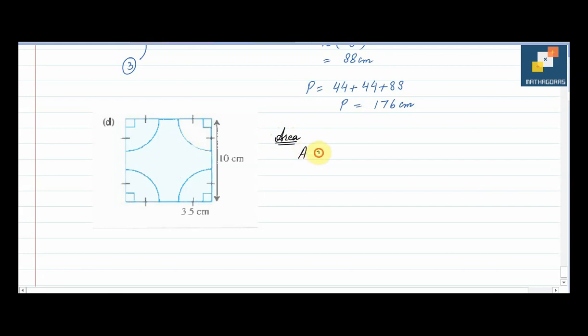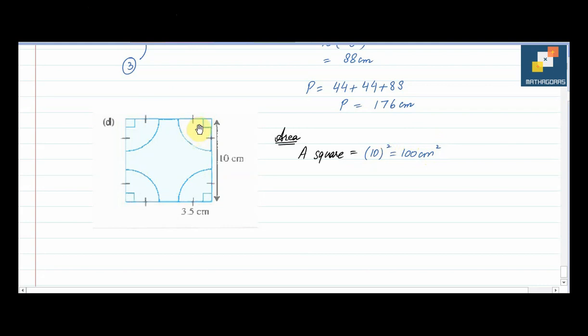So first, the area of a square is equal to length squared, and the length is 10 centimeter. So it's 10 squared, that is 100 centimeter square. So 100 is basically the total area of this shape.